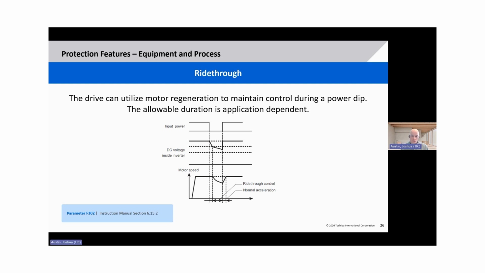Heavy inertia loads will typically make it possible to have a longer ride through. And there are even some devices we've seen on the market where they'll actually add capacitors in connection to the DC bus to try and extend that ride through capability as well.